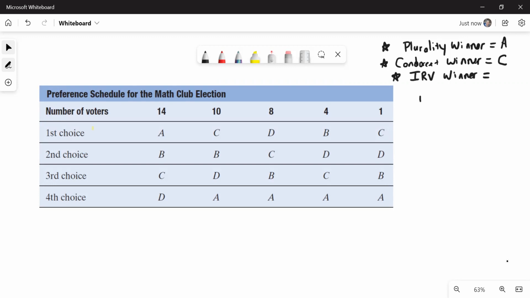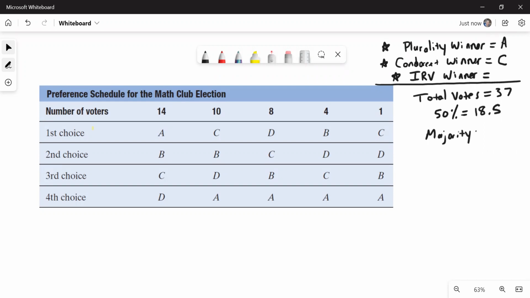So if we're going to find an IRV winner, we always have to first consider how many total votes there are. And remember, that's just done by adding up the numbers at the top line. So we have 14 plus 10 plus 8 plus 4 plus 1. Total votes would be 37. You want to find 50% of that, which is half of that, right? Always divide that by 2. In this case, it's going to be a decimal. It's going to be 18.5. And then our majority will be just the next number up from halfway. We're going to round that 18.5 up to 19.